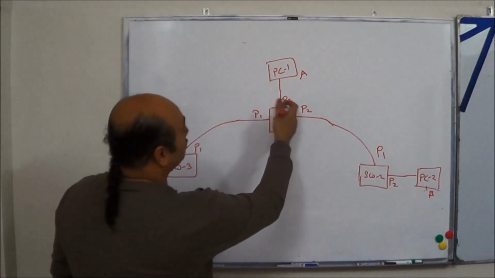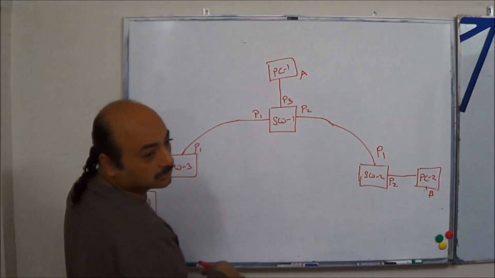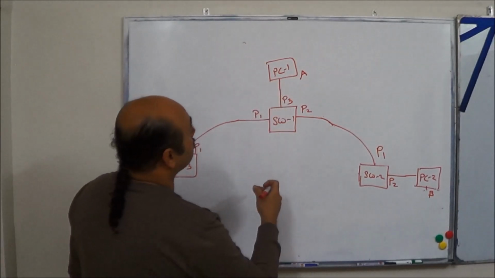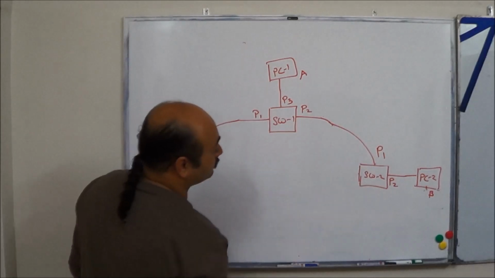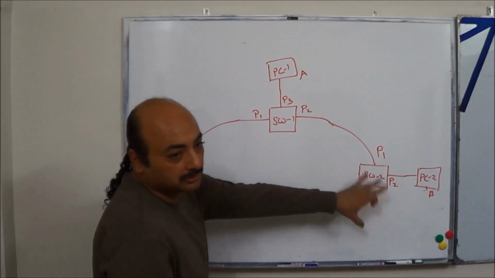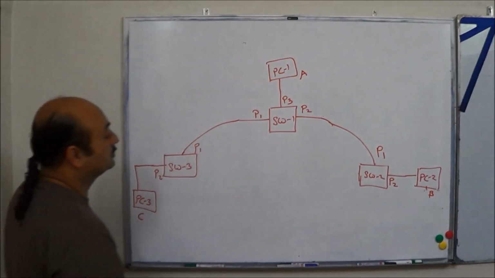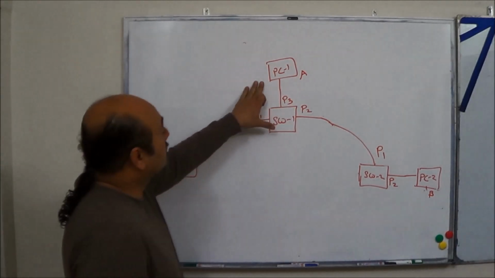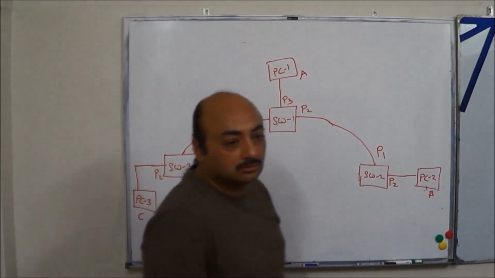Similarly, P1, P2, P3 on switch 1. P1 is connected to switch 3. P3 is connected to PC1. P2 is connected to switch 2. Likewise, switch 2 has 2 ports P1, P2. Connection like that. MAC address of PC3 is C, PC1 is A, and PC2 is B.